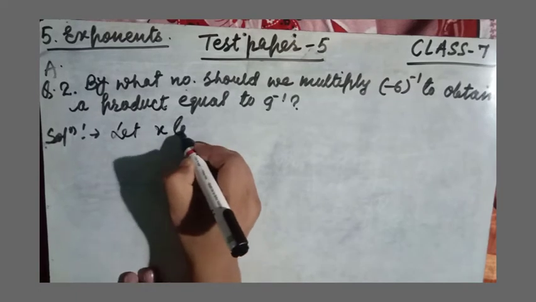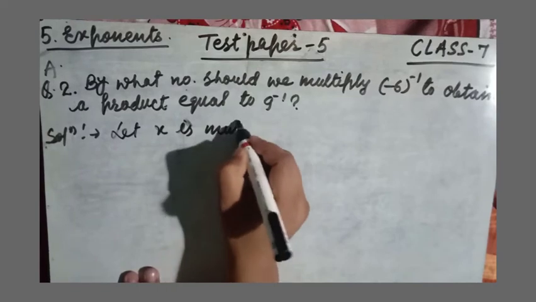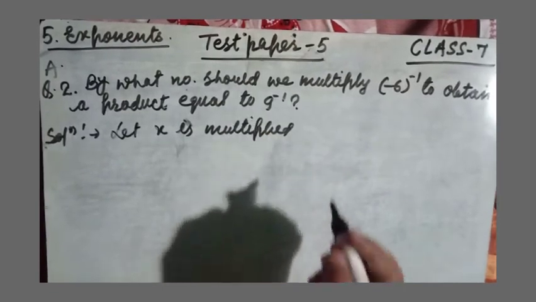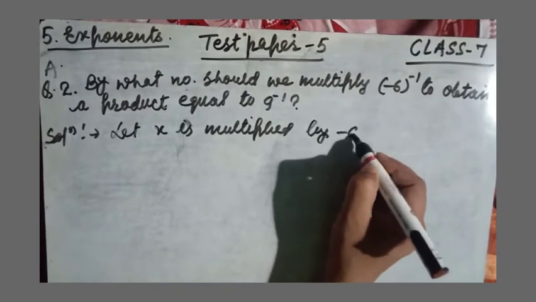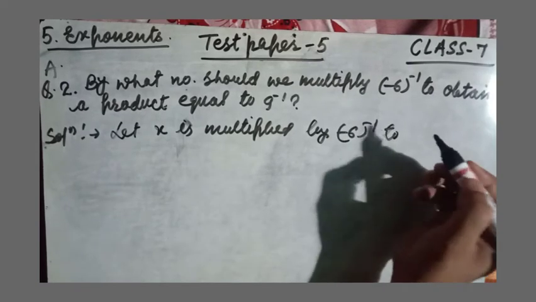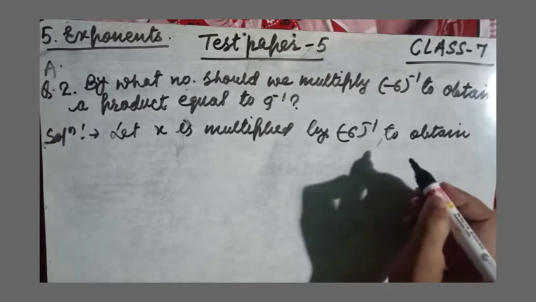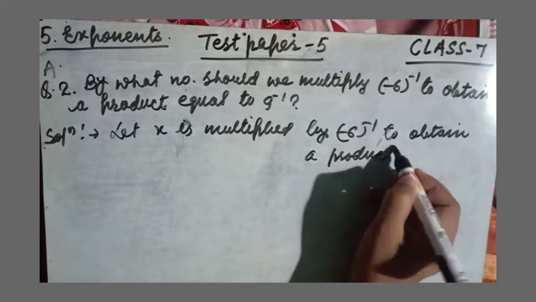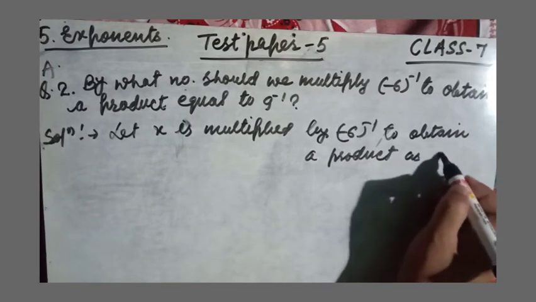Suppose x be the number. x is multiplied by minus 6 raised to the power minus 1, and to obtain a product as 9 raised to power minus 1.